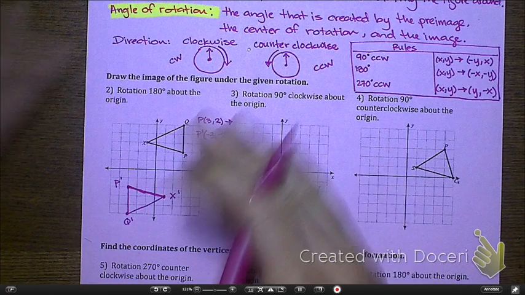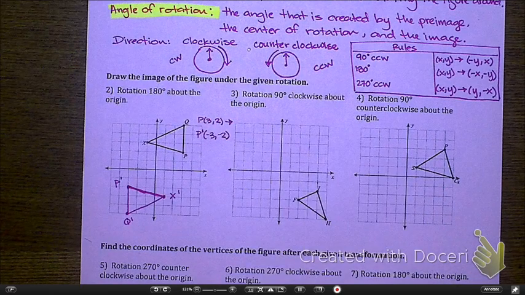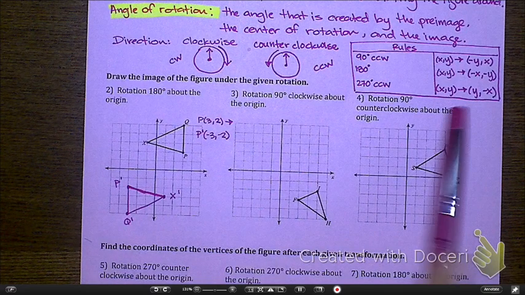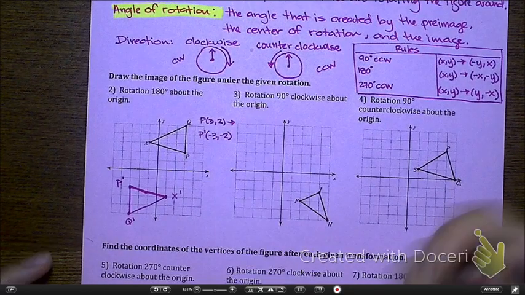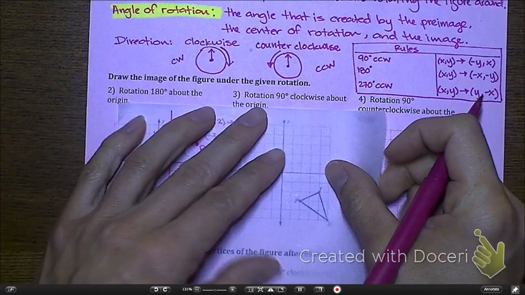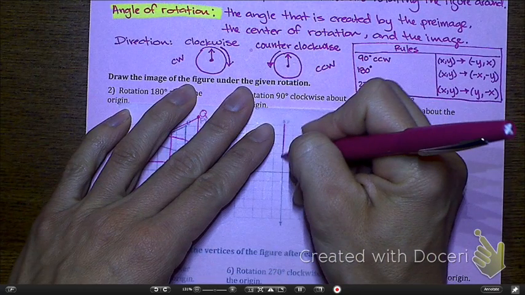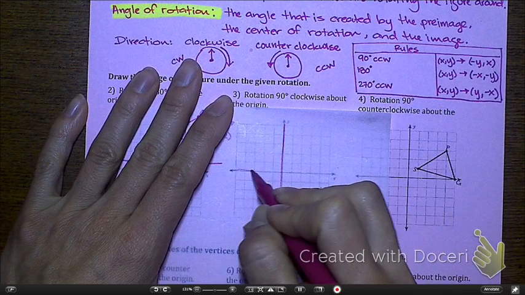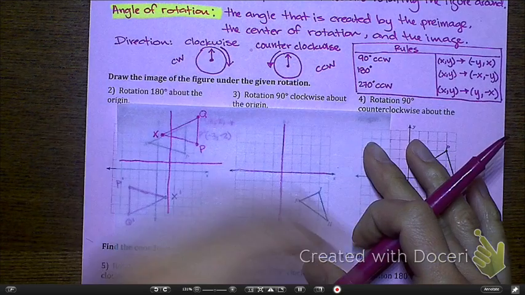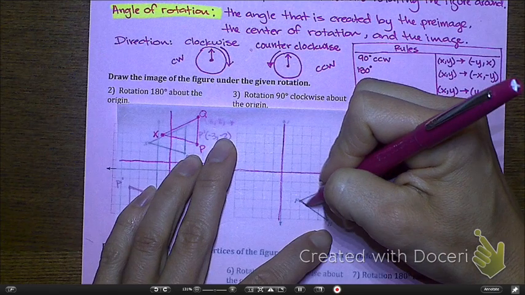So you can do it using trace paper. You can do it using the rules. Okay. All right. Let's take a look at problem number 3. So everyone, what is it asking us to do? 90 degrees, which way? Clockwise, about the origin. Okay. So, do I have a rule up there for 90 degrees clockwise? No, I have a rule for what? Counterclockwise. Okay. So, let's go ahead and trace this one.